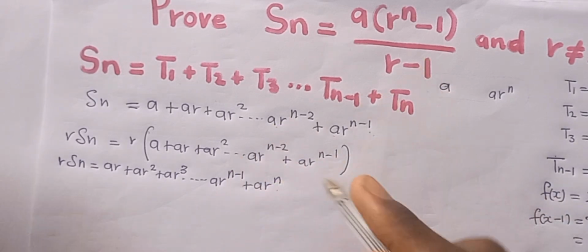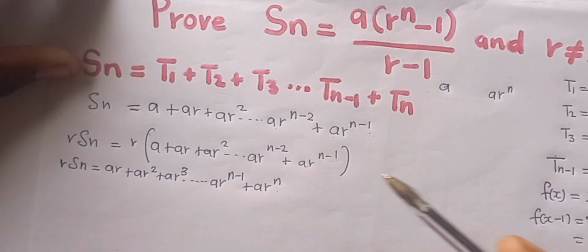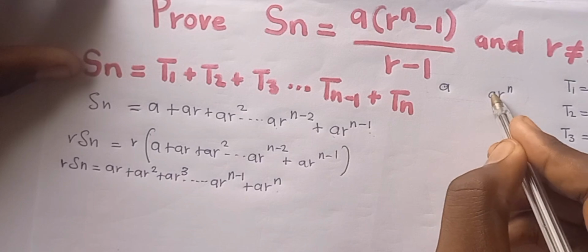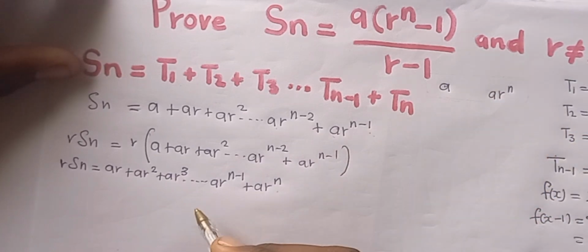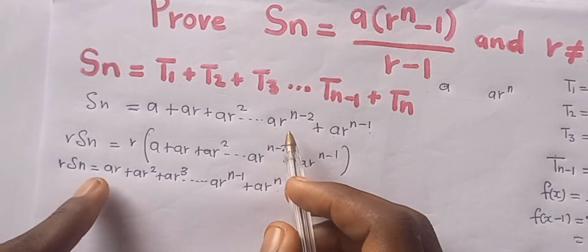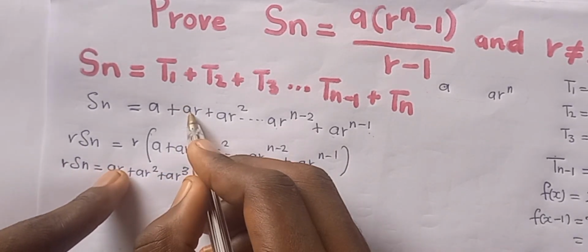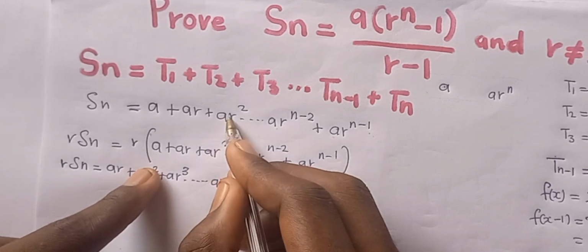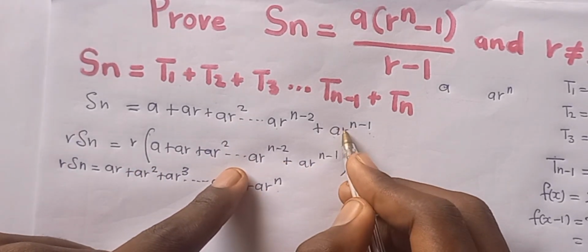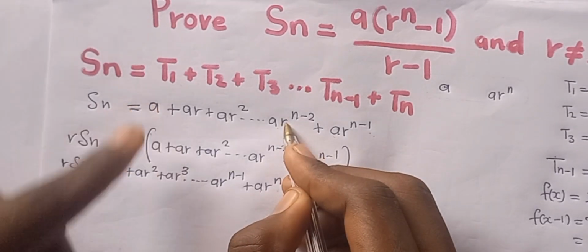Let me show you what I mean. If you pay close attention here, we want to create an equation that, when we subtract it with the first equation, we're going to get a and arn. Do you understand that? On the second equation, if we subtract this with this, this AR is going to be cancelled with this, this AR2 is going to be cancelled with this, and this ARN is going to be cancelled with this, and then we're going to be left with this thing and this thing and this thing here. You understand? And also this.